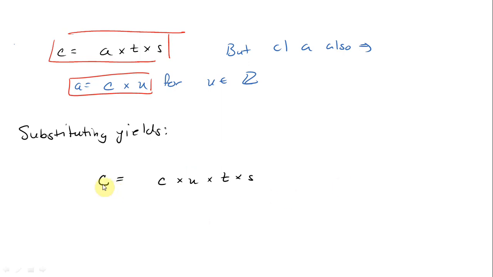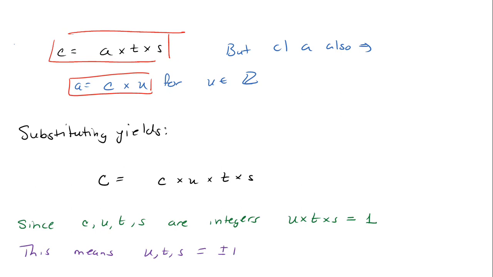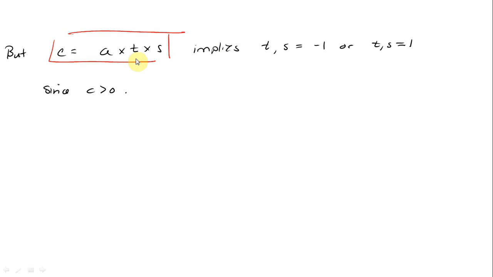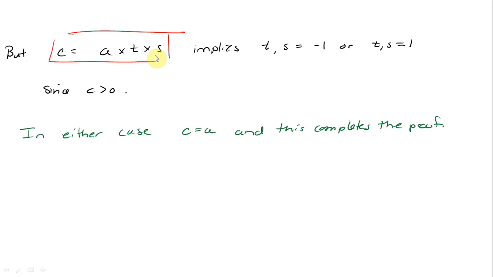What that tells me is these are all integers. That must mean that U times T times S has to be 1. Otherwise you won't get that equality because I'm working with integers. But that must mean that U, T, and S are a combination of plus and minus 1s. If I go back to this thing right here, since C is a positive number, T times S either has to be both plus 1 or minus 1. It doesn't really matter, because in either case, because T times S is 1, it forces C to be equal to A.